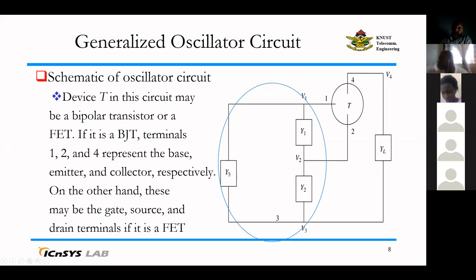In that case, then Y3 must definitely then be what? A capacitor. Y3 then must be a capacitor. Again, if Y1 is a capacitor and Y2 is a capacitor, then Y3 must be what? An inductor. And this is a setup of a generalized oscillator.